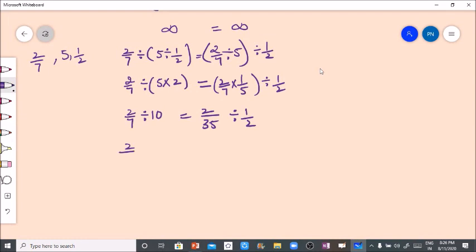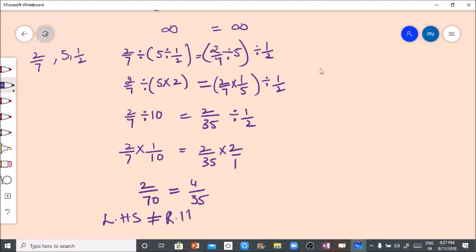Okay, 2 by 7, I can change this into multiplication: 1 by 10 equals 2 by 35 into 2 by 1. Here 2 ones are 2, 7 tens are 70. Here 2 twos are 4 by 35. Okay, 2 by 70 is never equal to 4 by 35. So here we conclude that LHS is not equal to RHS.